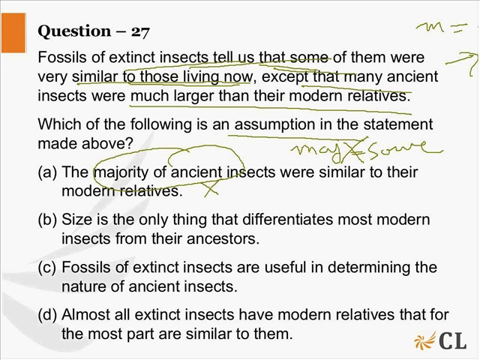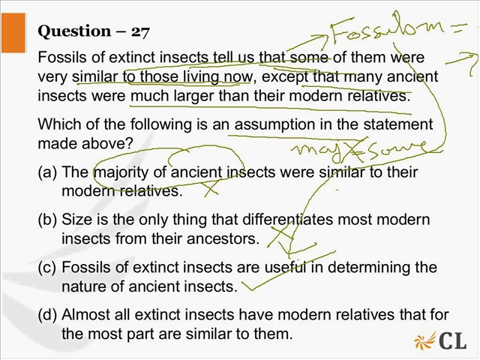Dinesh was asking me question number 27. Yeah, Dinesh, I'm coming back, then I'll explain the entire question. Option B: size is the only thing that differentiates modern insects from their ancestors? No, there was some similarity also. Option C: fossils of extinct insects are useful in determining the nature of ancient insects. Yes, that is what he's saying. Some of them were very similar. How do we get to know that? Because we studied the fossils, and with the help of these fossils we came to understand about the size of the insects. Therefore, C becomes your correct answer choice.